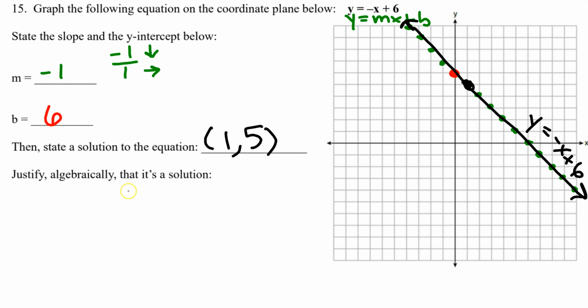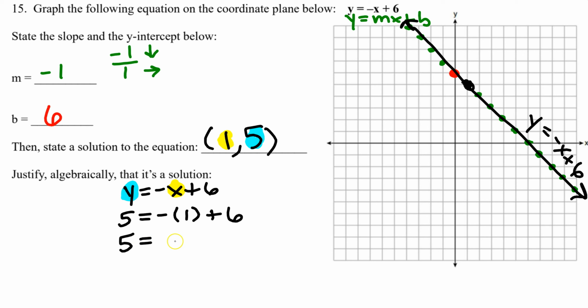So I'm going to take my equation, y equals negative x plus 6. Every time I see an x, I'm going to replace it with 1. And anytime I see a y, I'm going to replace it with the y coordinate, which is a 5. So y, which is really 5, is equal to negative times x, which is really 1, plus 6.